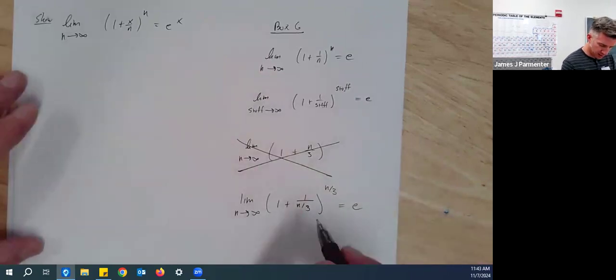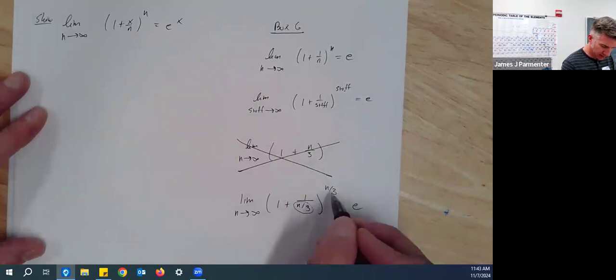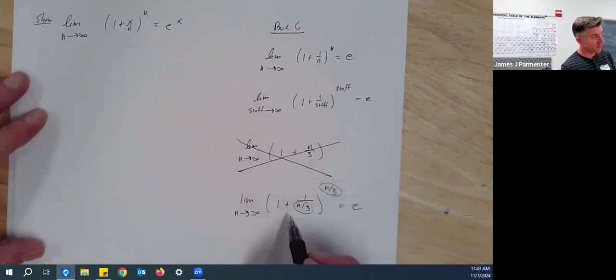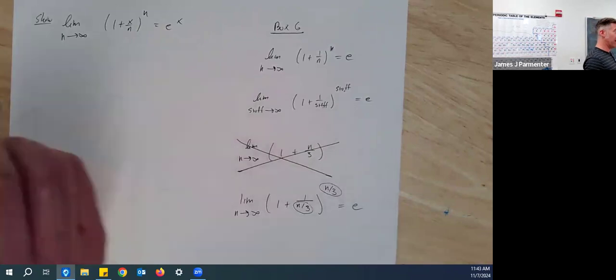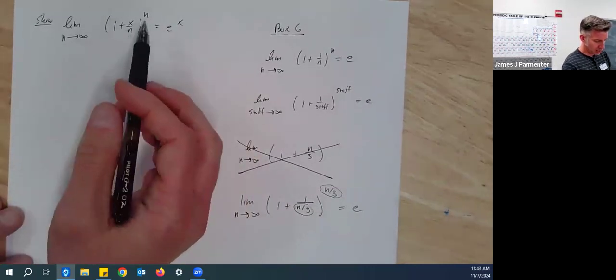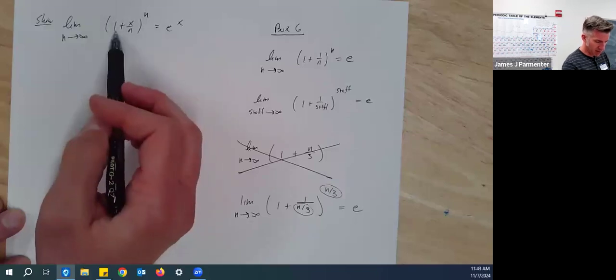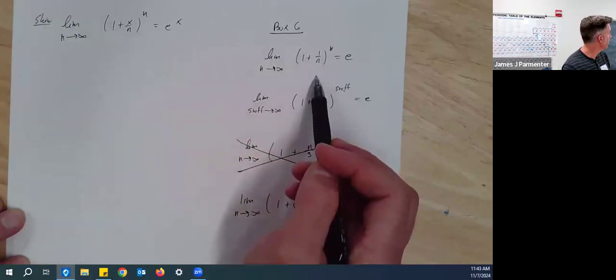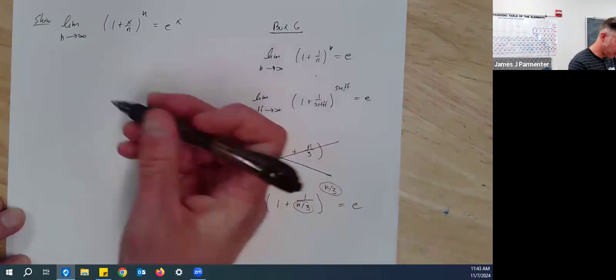As long as the stuff that's under the 1 here matches the stuff that's in the exponent here, and the stuff is going to infinity, and if n's going to infinity, n divided by 3 is still going to infinity, then everything's okay. Okay, so here's what they want us to do here. You need to take this side and make it look like that. Kind of. So here's what we're going to do.